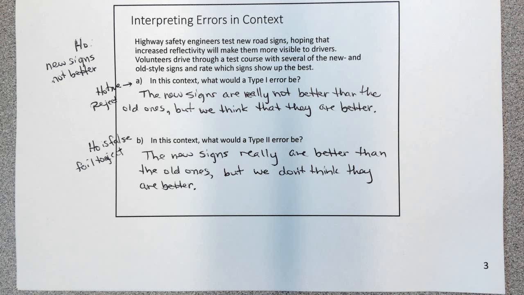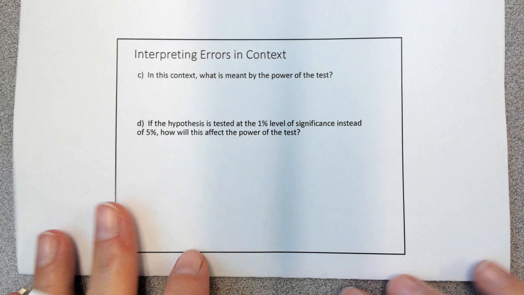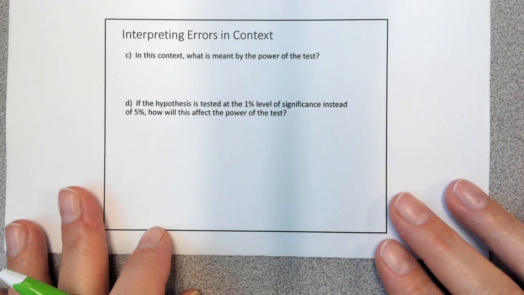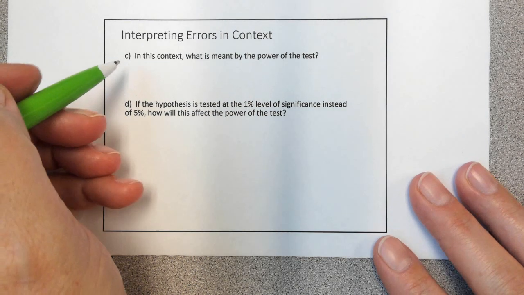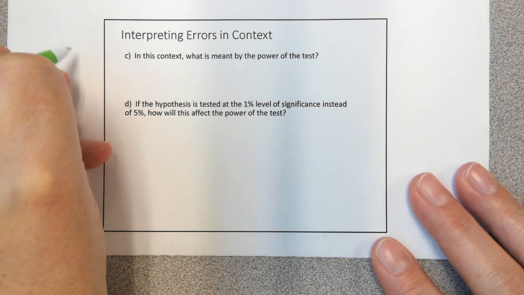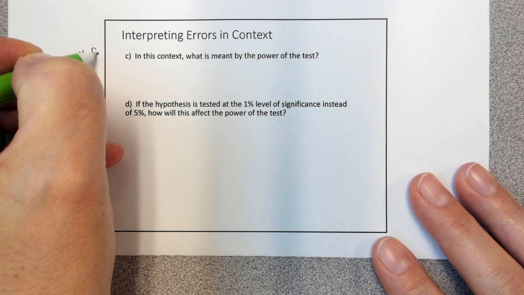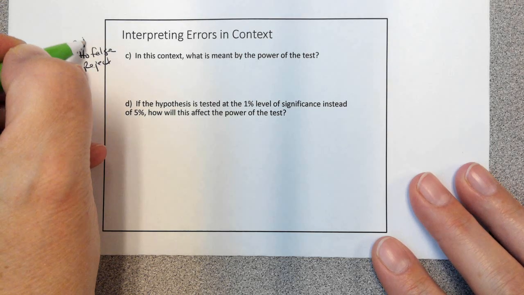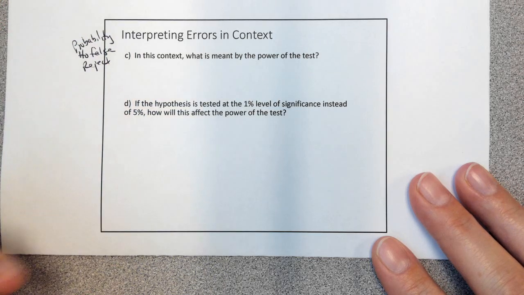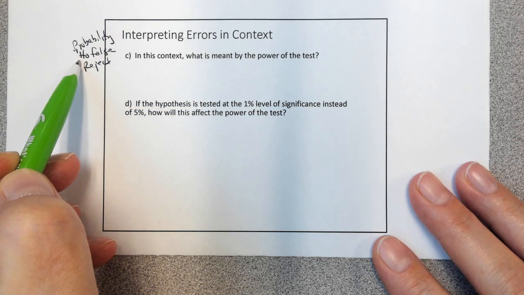Alright, so task number 1, be able to describe the errors in context. Got that one. Task number 2 is we might have to talk about the interplay between the probabilities of those. So that's this last piece. So part C and part D. In this context, what is meant by the power of the test? So power is when we can reject a false null. So H naught is false. We reject. And it's the probability of that happening. So the probability of having a false H naught and rejecting it.